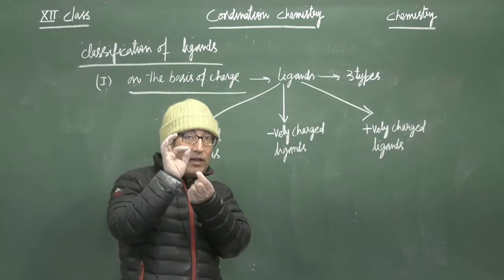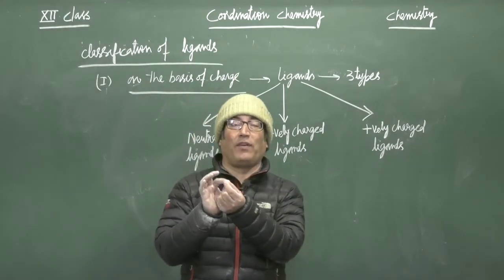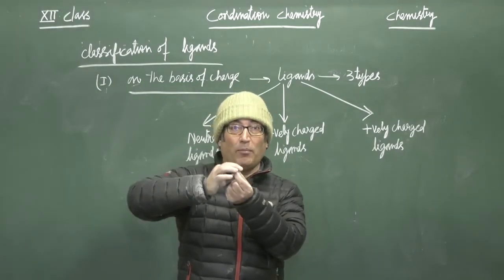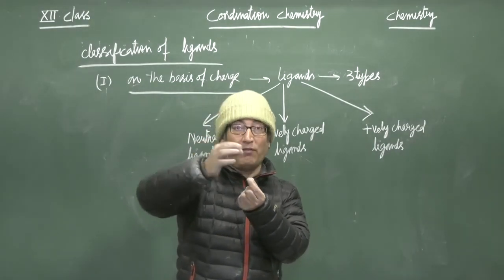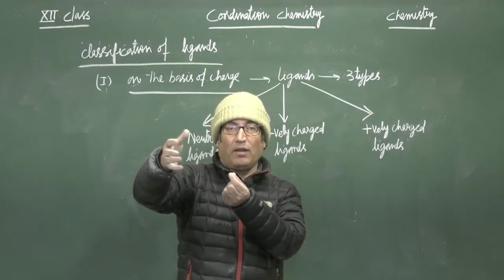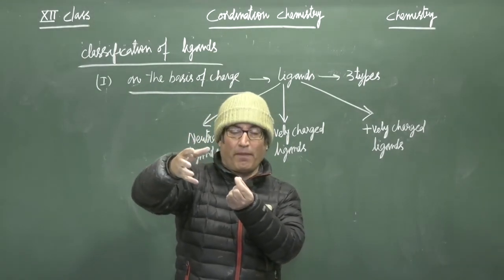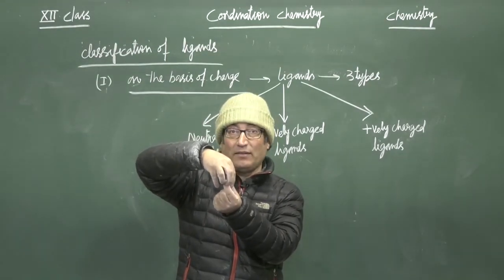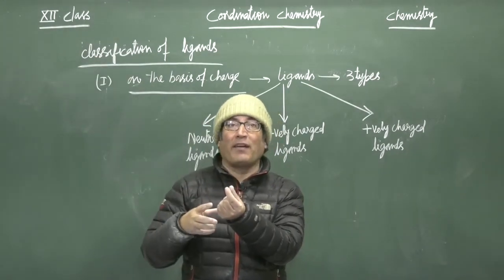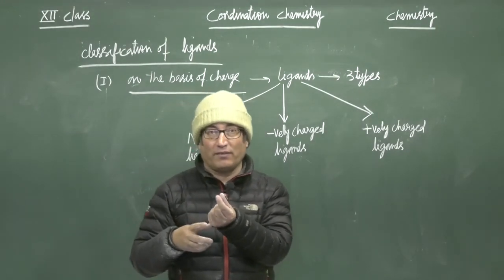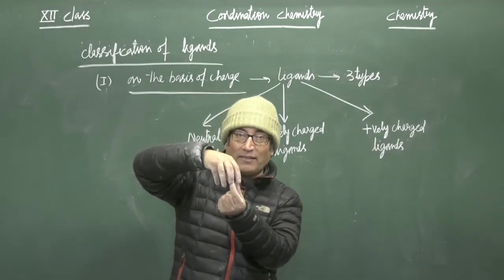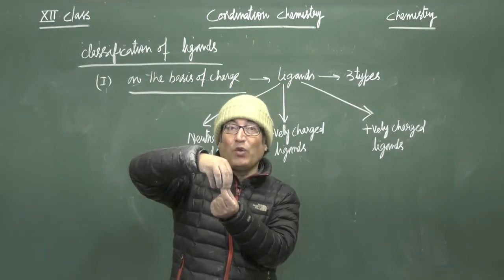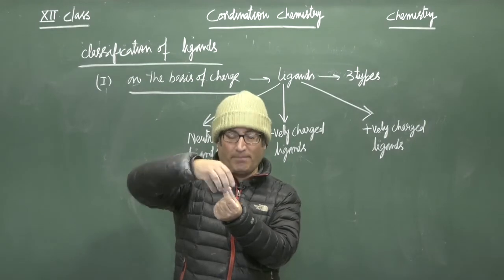There is one very important characteristic of a ligand: every ligand contains a donor atom, an atom which has an electron pair which it can donate, also called a donor site. Now, how many donor sites a ligand has becomes primarily the classification of ligands. If a ligand has one donor site, then you call it unidentate or monodentate.